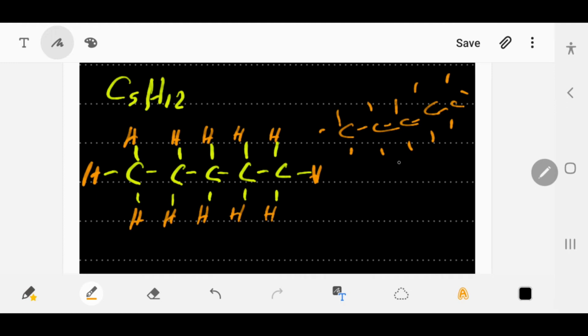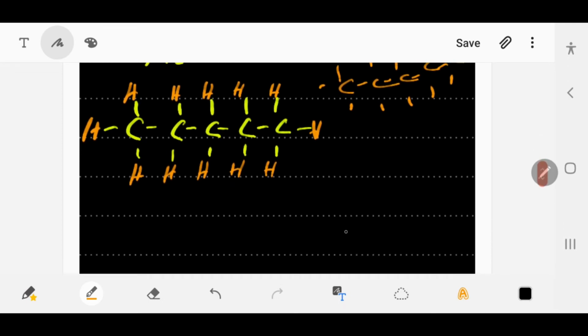If we have any other atom here, you have to write it. So if you have, for example, Cl, we have to write Cl. But if we didn't write Cl here, that means that the atoms on the other side are hydrogen. So this is the first isomer for C5H12.